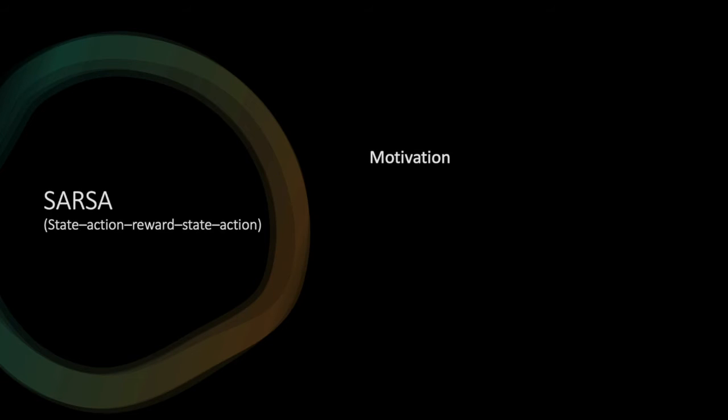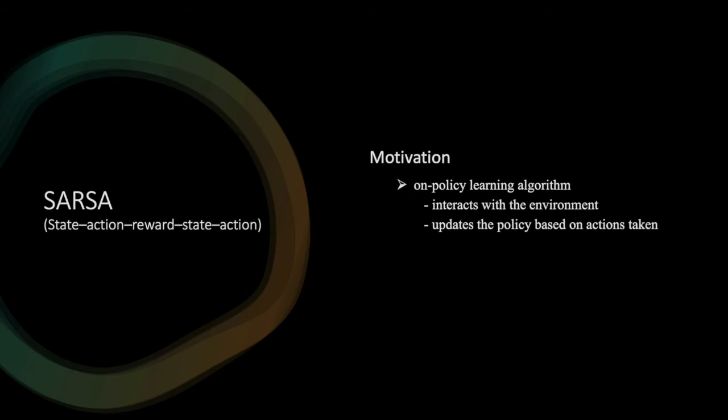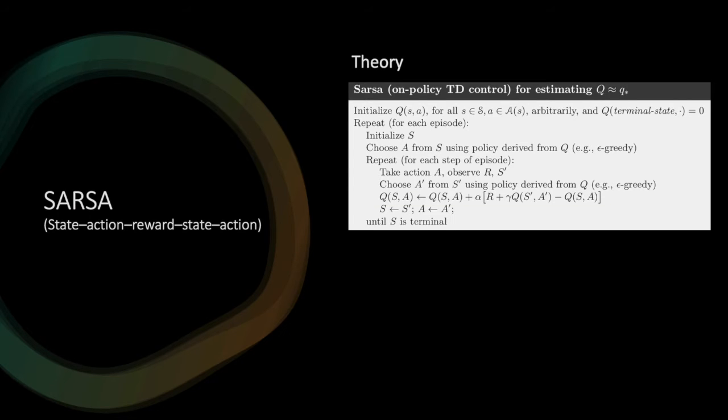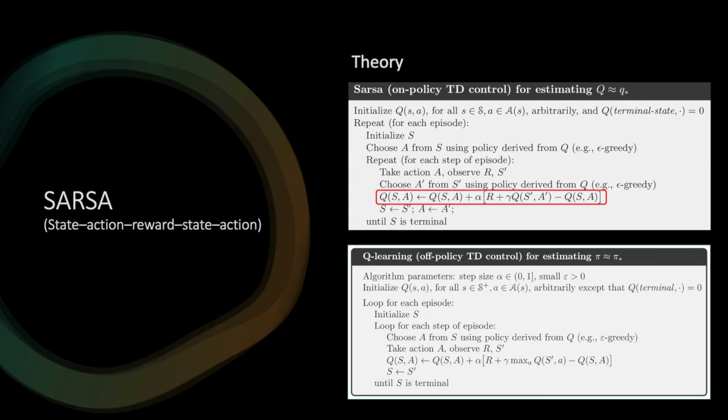Hi, I'm Zian, and now I'll talk about SARSA, which is an on-policy learning algorithm. A SARSA agent interacts with the environment and updates a policy based on the actions taken. The algorithm is used in the reinforcement learning area of machine learning. Let's look at the algorithm closely. This is the equation used for updating the Q-value. SARSA is very similar to an off-policy reinforcement learning algorithm, Q-learning. However, SARSA uses the actual next action to update the Q-value, while Q-learning uses the maximum Q-value.